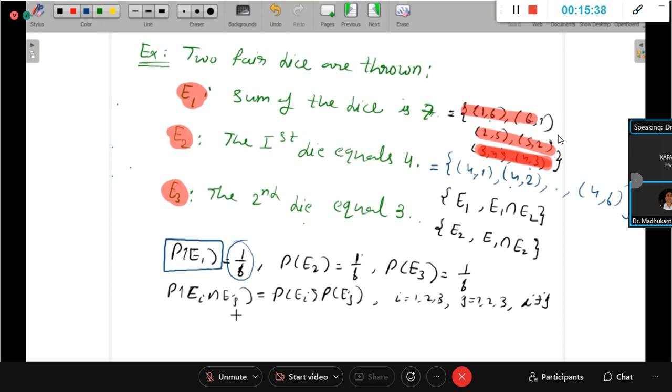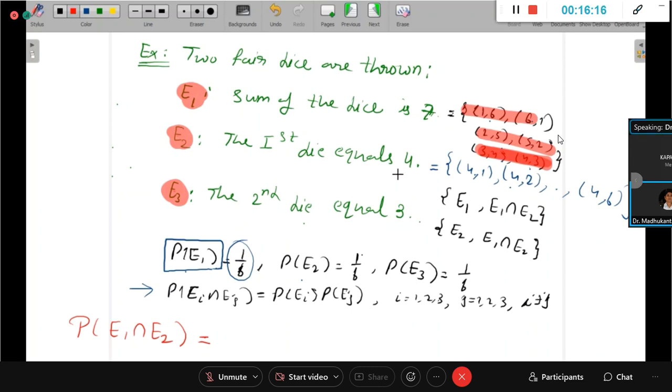Okay, right. Now you can verify the following. What is the probability of Ei and Ej happening together? So you have E1 and E2, E1 and E3, so you need to look at each case. What is the probability of E1 and E2? Both happen together.